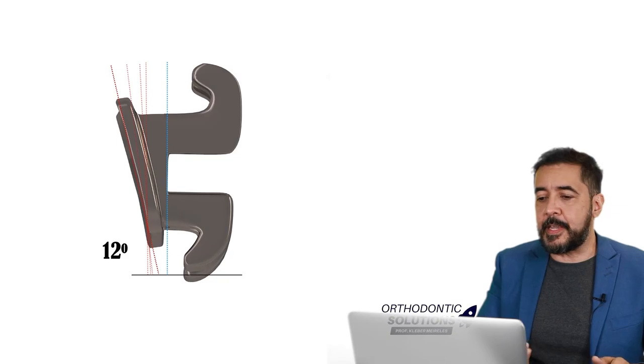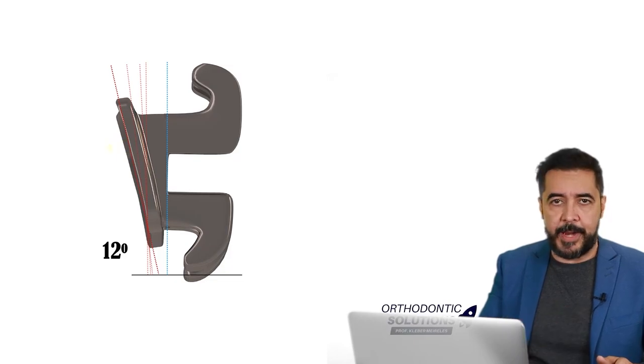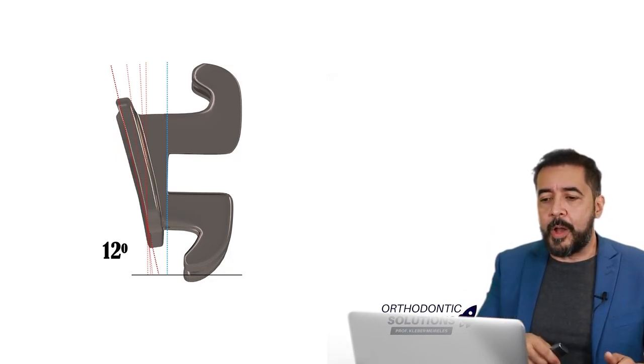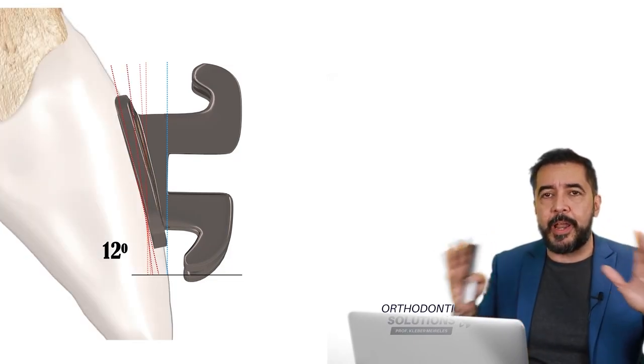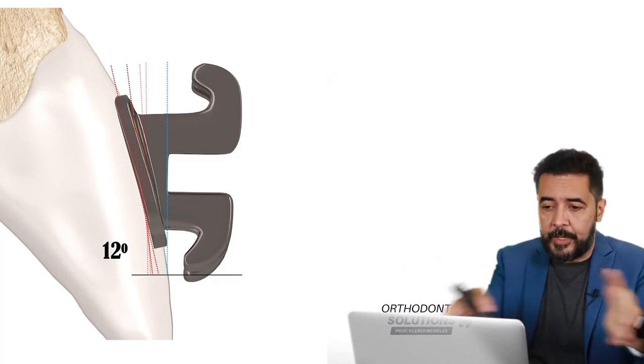So as you can see, we didn't change the inclination of the slot of the bracket. It's in the same position since the beginning. So what changes here is the inclination of the base, okay? So how is this related to the inclination of our tooth, or of an individual tooth?